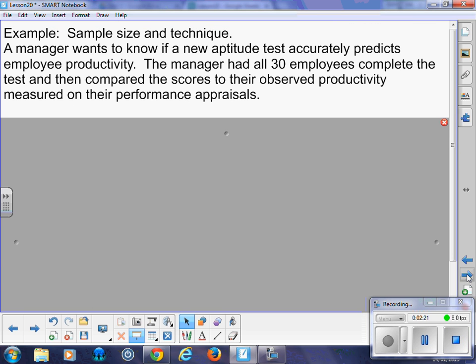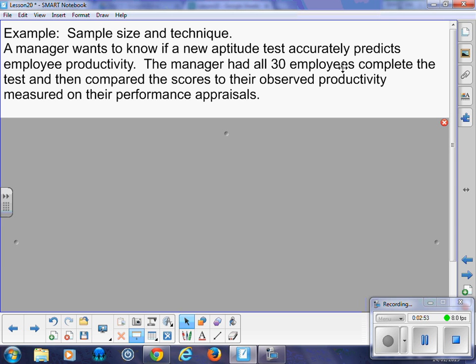So the example I want to start with is the sample size and technique. So the question is, a manager wants to know if a new aptitude test accurately predicts employee productivity. So companies will provide written tests sometimes, and it may be simple skills questions, math, English, etc., or it could be related to the workplace. But it's not uncommon to have these aptitude tests, especially if you're applying for a job.